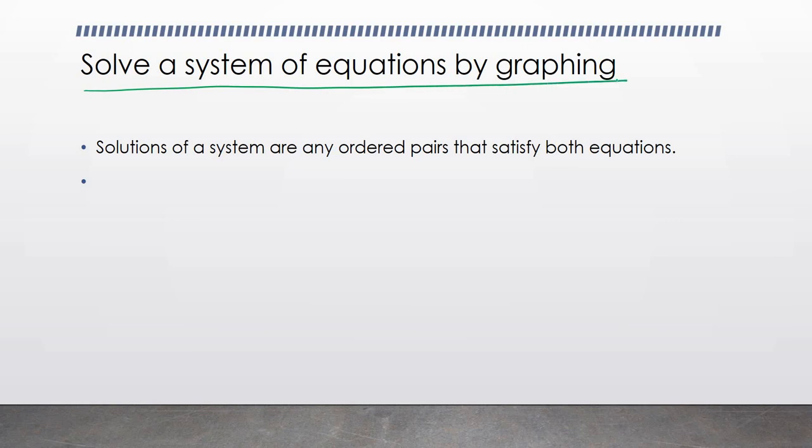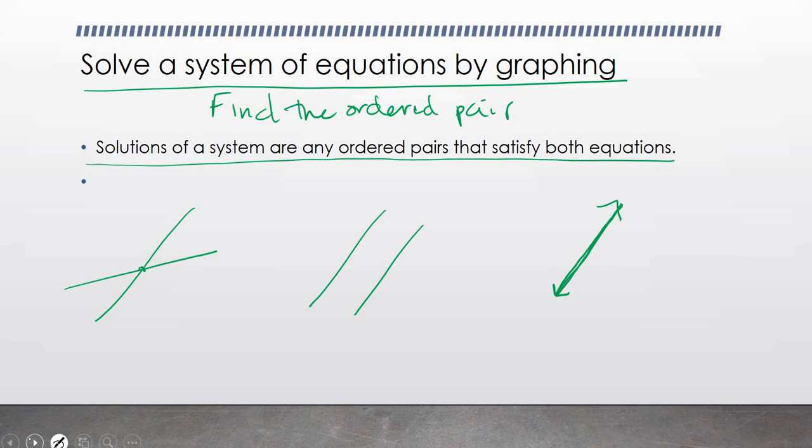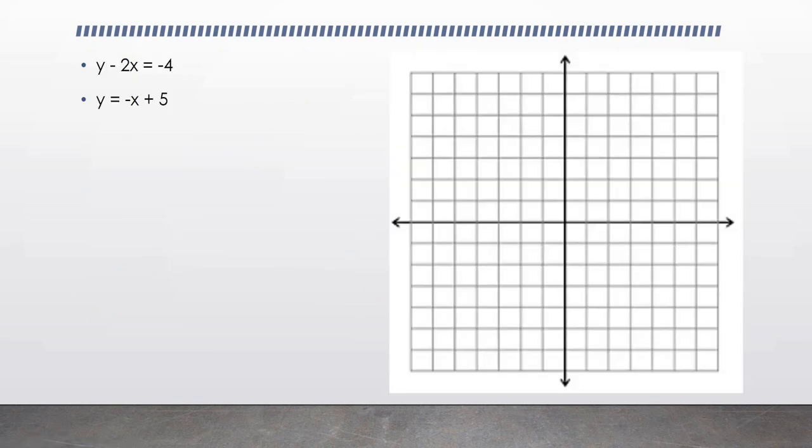One of the other things we're going to do is to actually solve the system by graphing. In other words, find the point of intersection. Find the ordered pair. Because again, the solution of a system are any ordered pairs that satisfy both equations. So if I have intersecting lines, I would expect to find one solution, one point where they intersect. If I have parallel lines, I will say there are no solutions. And if I have coinciding lines, the same line on top of itself, then every point on the first line is also a point on the second line. So let's try to graph these.